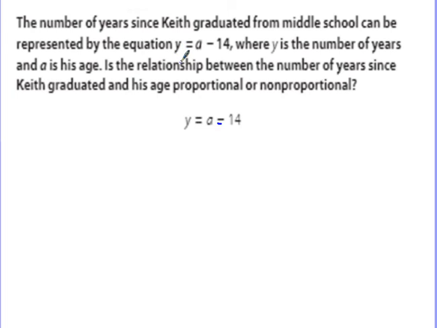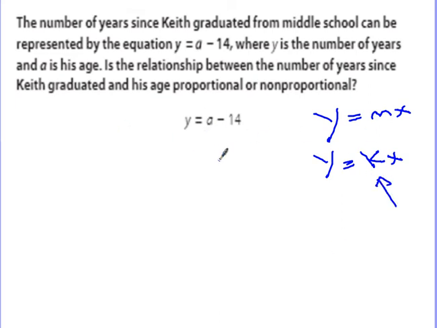The number of years since Keith graduated from middle school can be represented by the equation y equals a minus 14, where y is the number of years and a is his age. Is the relationship between the number of years since Keith graduated and his age proportional or non-proportional? I did not mean to do a little mark there that makes that an equal sign. Whoops. Whenever it's proportional, we're in the format y equals m times x, or when we first learned about it about a month ago, it was y equals kx, because this was that constant of proportionality.